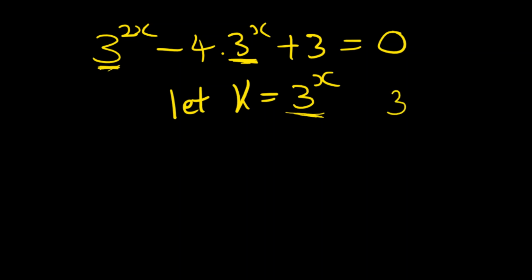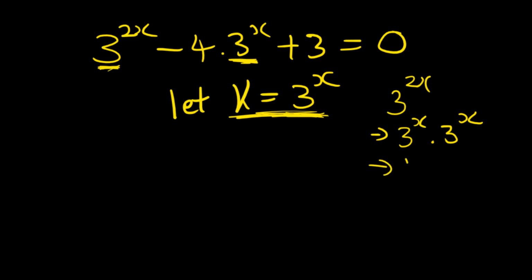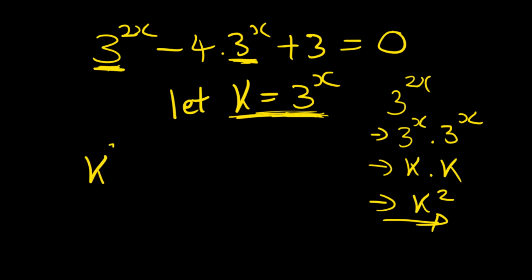So what does this mean? It means that when you have 3 to the power of 2x, it's no longer going to be k, but k squared. Why? Because 3 to the power of 2x is 3 to the power of x multiplied by 3 to the power of x, right? Of which you said k is equal to 3 to the power of x, meaning it's going to be k multiplied by k, giving us k to the power of 2. I hope it's making sense now. If it's not, please let me know in the comment section. I will help. So now we know that where there's 3 to the power of 2x, we're going to put k squared.